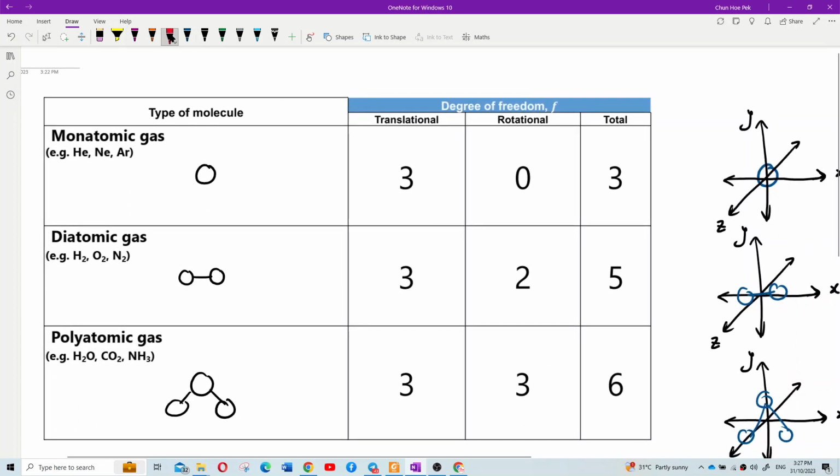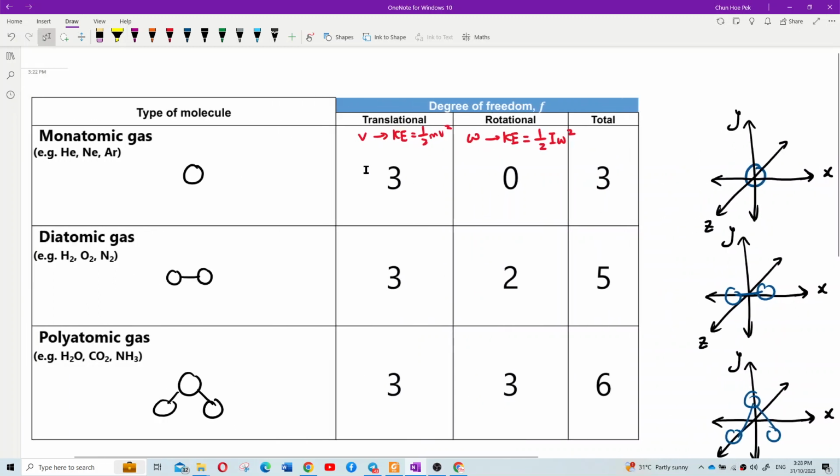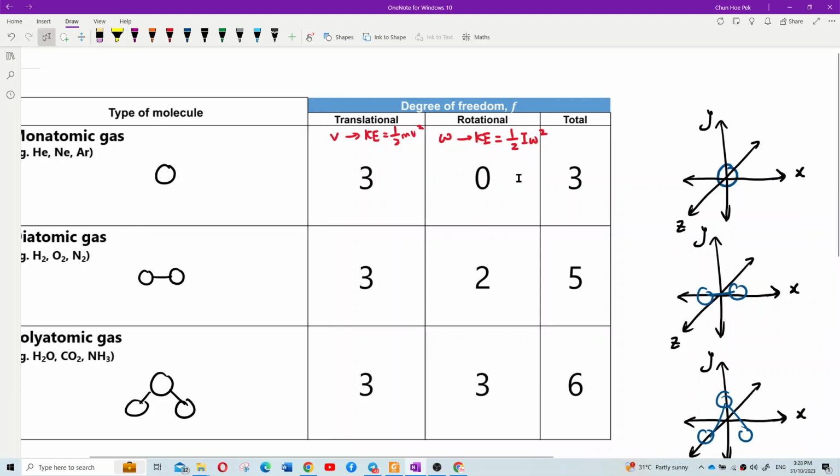Okay. I want to write down the formula first. For translational motion, we are talking about velocity v, so the kinetic energy is half mv square. But for rotational motion it is omega, so the kinetic energy for rotational motion is half I omega square. So why does monoatomic have 0 degrees of freedom? That means in rotational motion, for monoatomic gas, you cannot store kinetic energy.